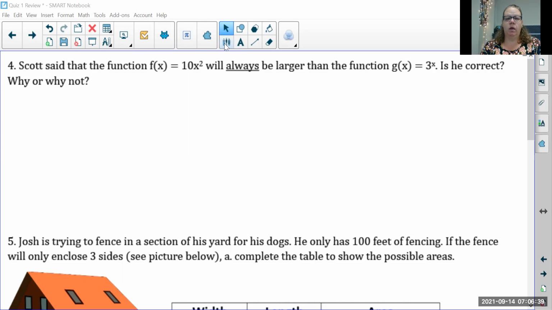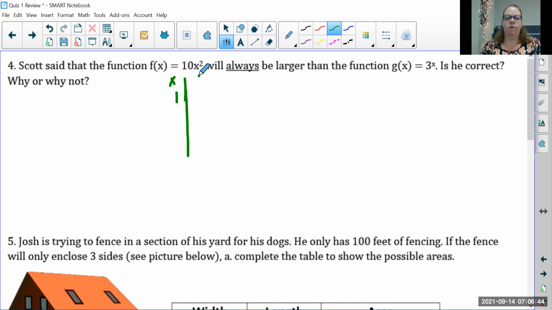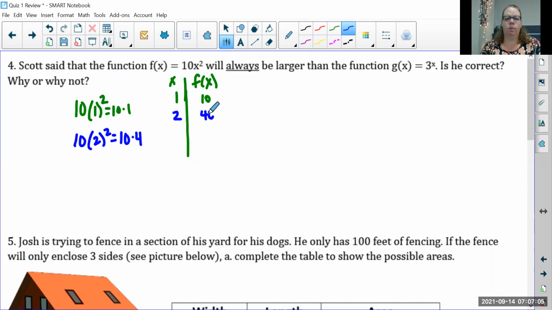So if we did that, this would be the x values, this would be the f of x values. So when I plug in 1, I would get 10 times 1 squared, and I would do 1 squared, which is 1. So that would give me 10 times 1, so that I would get 10. Then I could plug in 2. So I do 10 times 2 squared. 2 squared is 4, 10 times 4 is 40. And then I could go on and do 3. 3 squared is 9, so 10 times 9 is 90.